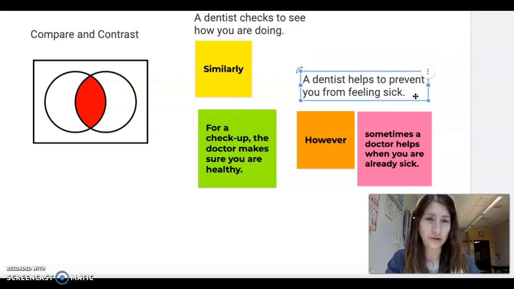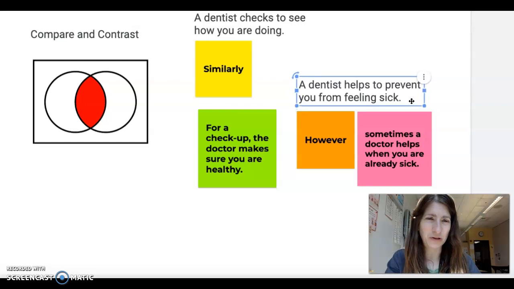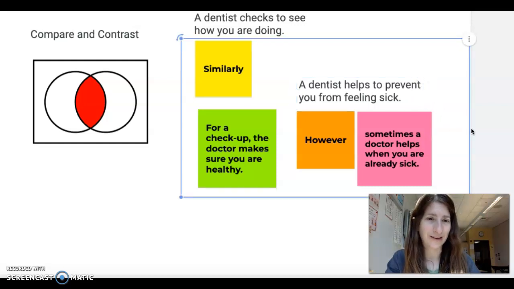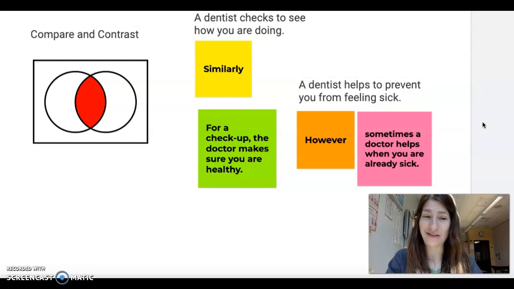Doctors can do that too, but many times we go to the dentist before we're feeling sick, and many times we go to a doctor after we're feeling sick. Not all the time, but sometimes. So a dentist helps to prevent you from feeling sick. However, that's how they're different. Sometimes a doctor helps when you are already sick. So that's compare and contrast. Those were two different ways that authors put their stories together.